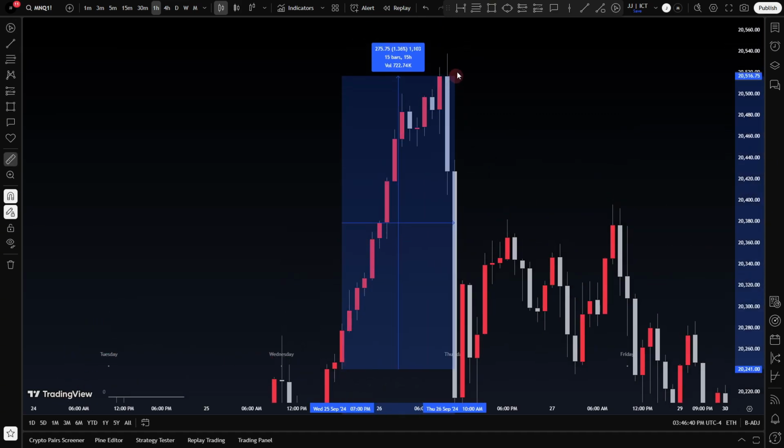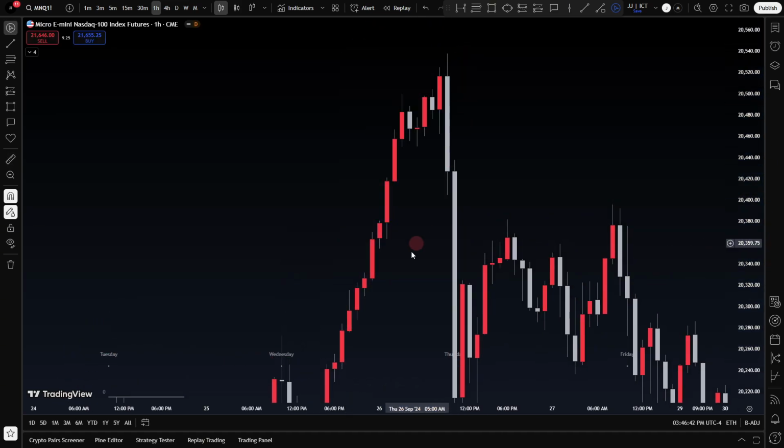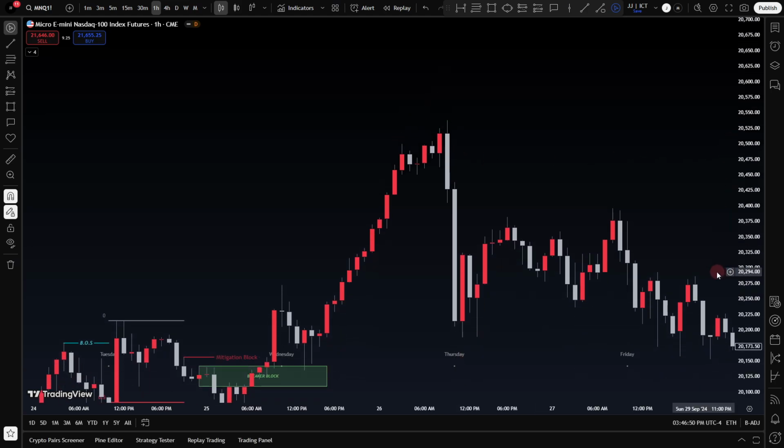Let me analyze this. We had a 300-point rally right after Wednesday's market close during the Asian session. This could send Thursday into two things: it could send Thursday into a consolidation or a major retracement. Why? Because it rallied 300 points outside of our primary session.